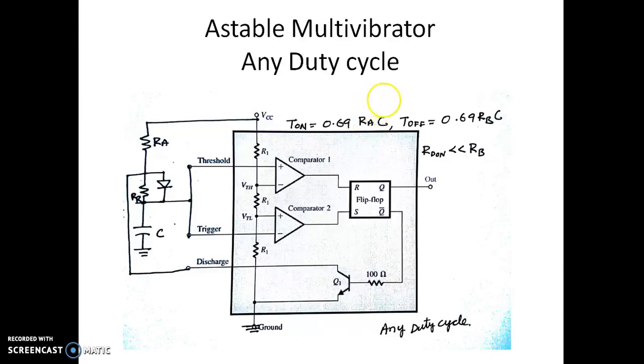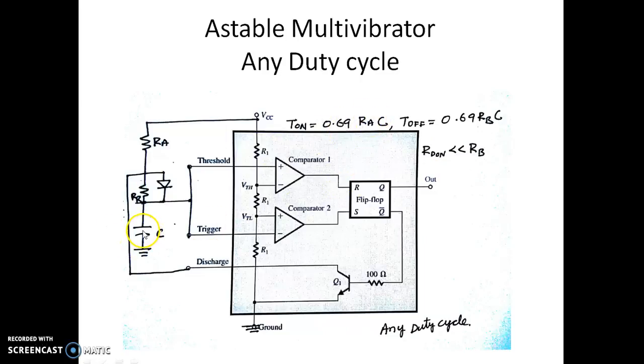To be very frank, this resistance would have been Ra plus Rf, where Rf stands for the on resistance of the diode. Since that on resistance, Rd on, is very small compared to Rb, we are not writing it there.